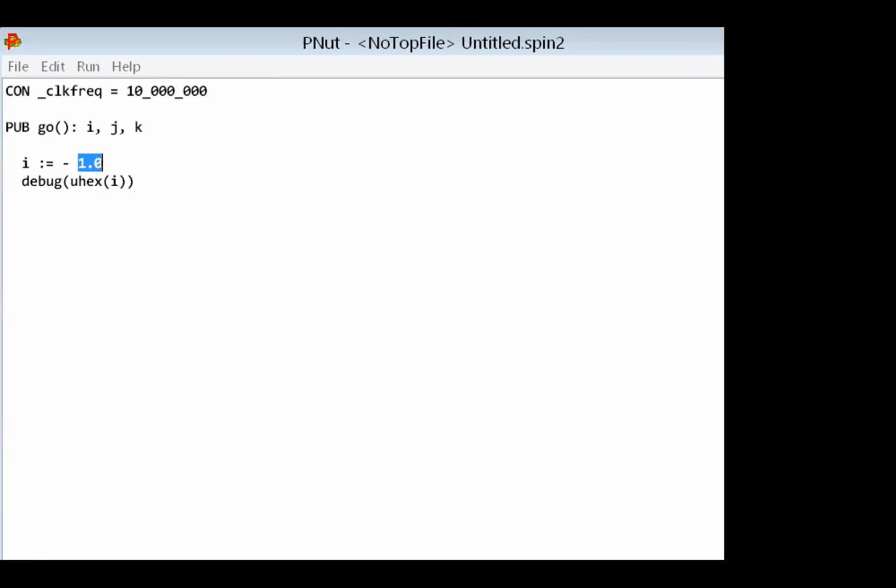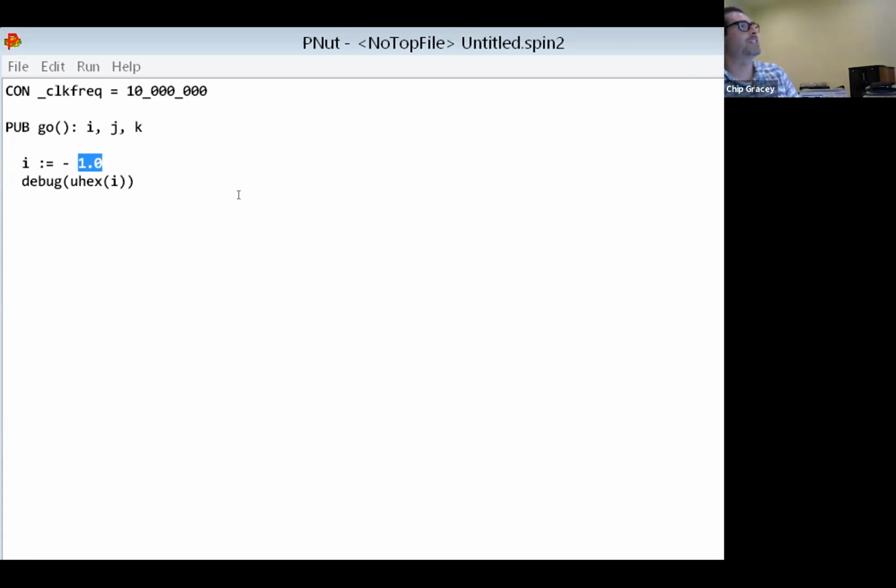Yeah, no free bits. We'll get through this. As I get into this, I'm realizing that we have some precedents for how floats are handled in constant expressions, like in CON blocks. And what's going to happen at runtime is going to be a little bit different.